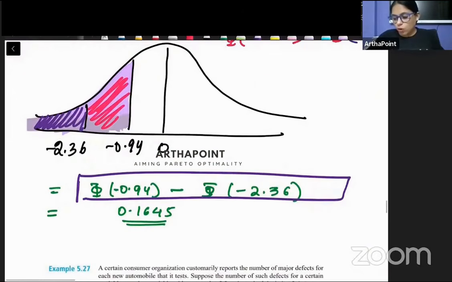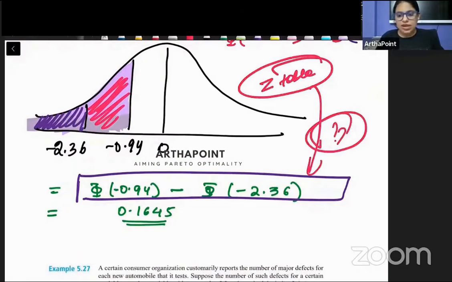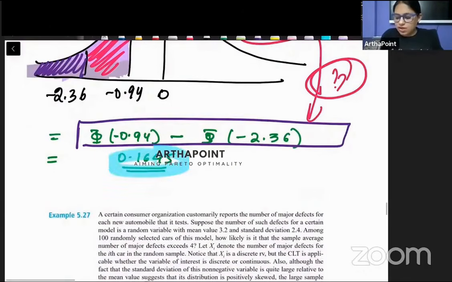Right? So I hope all of you know how to read the Z table. If not, just tell me. I will post a video on that. But you should know how to read the Z table. So from there, you will be able to get the answer.